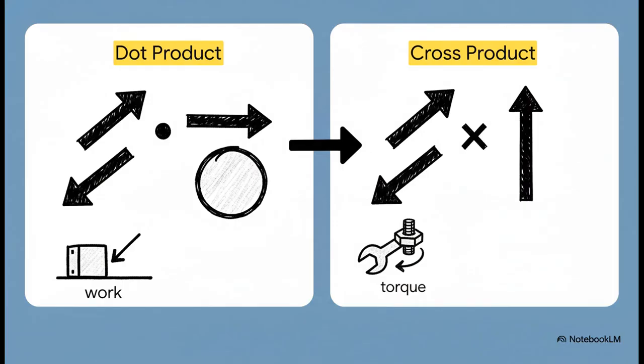Okay, so meet our 2 main players. On the one hand, we have the scalar product, which you'll usually hear called the dot product. And just like the name says, the result is a scalar, a single number. This is what we use when we're calculating things like work or energy. Then, on the other hand, you've got the vector product, or the cross product, and this one is a whole different animal. The result here is a brand new vector with its own size and its own direction. This is our go-to for things like torque or magnetic forces.